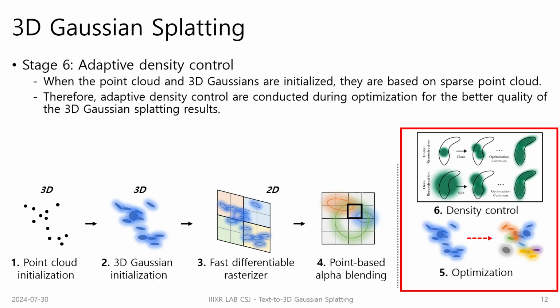Basically, every 100 iterations, it is determined whether to perform density control based on the view space positional gradients, which are the average gradients of the positions from the view. This process is crucial as it significantly affects the final quality of the 3D Gaussian splatting results.